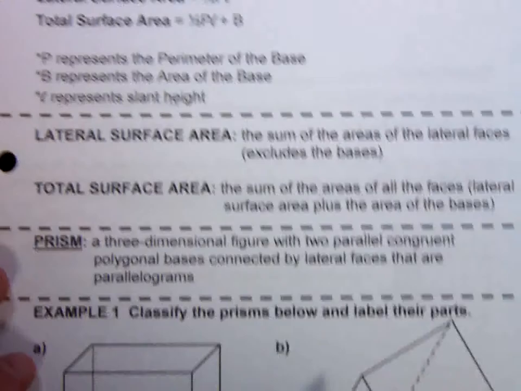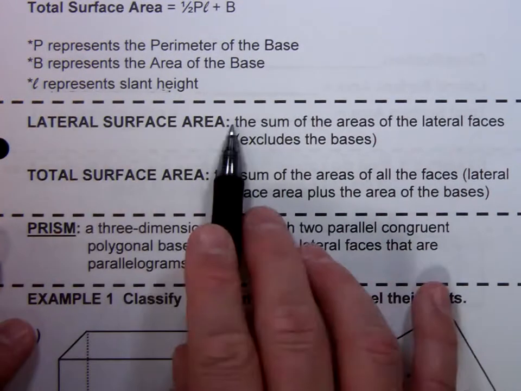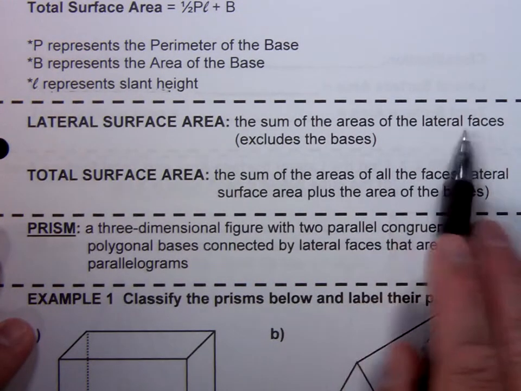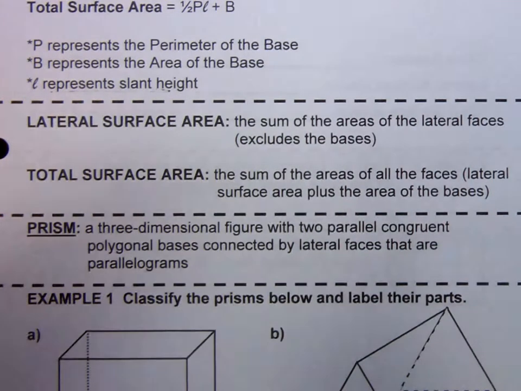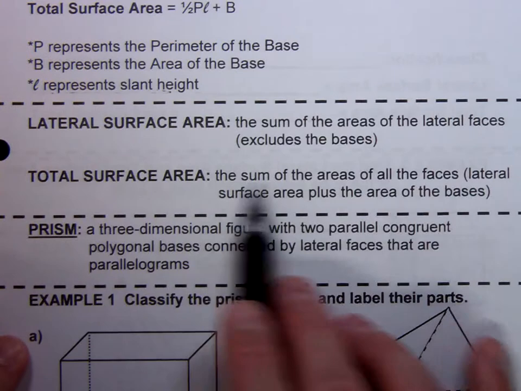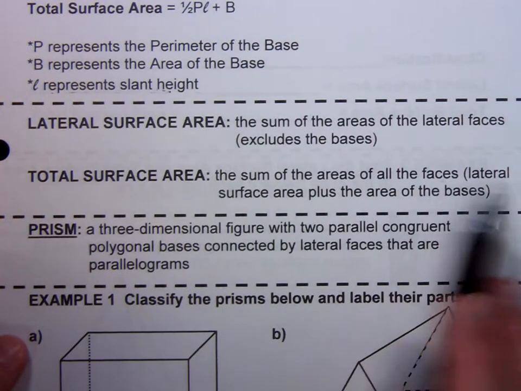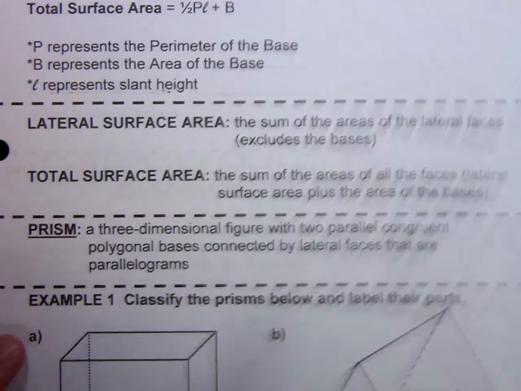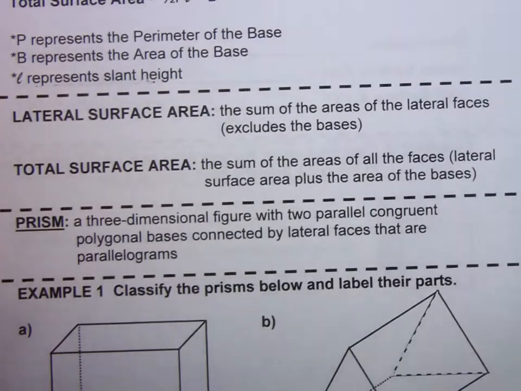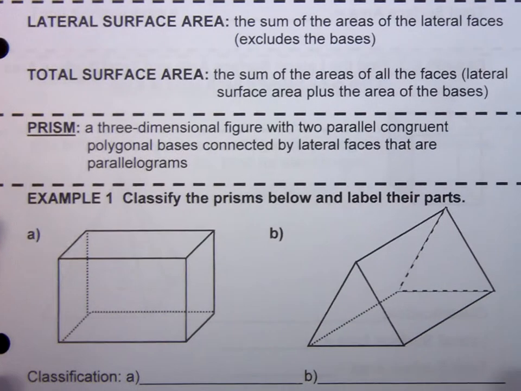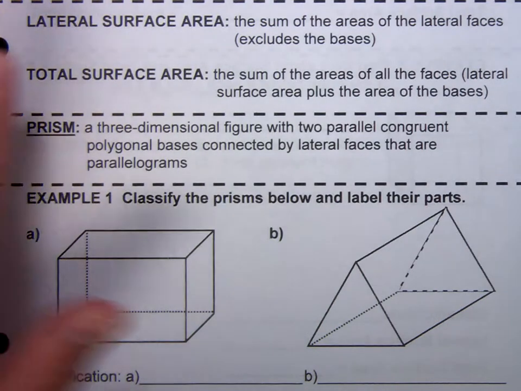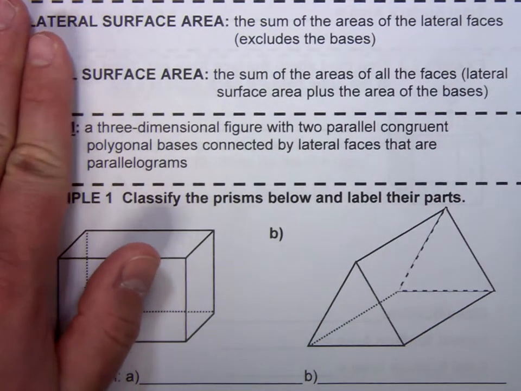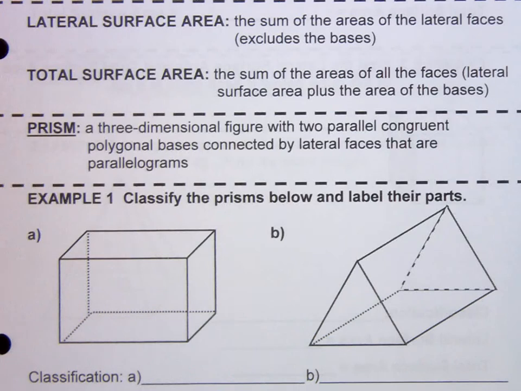And I kind of already talked you through this a little bit, but the lateral surface area is the sum of the areas of the lateral faces. So it's everything except for the bases. It's just the faces going around the sides of the figure. Total surface area is the sum of the areas of all the faces. So the lateral surface area plus the area of the bases. And if they just ask for the surface area, then they're referring to total surface area. Even if you don't see that word total, they just say surface area by itself, that's what's understood.